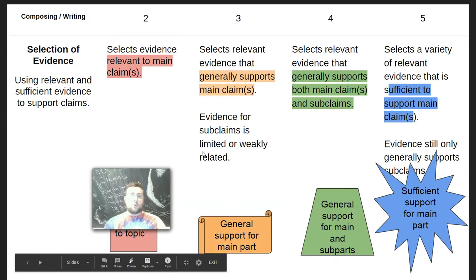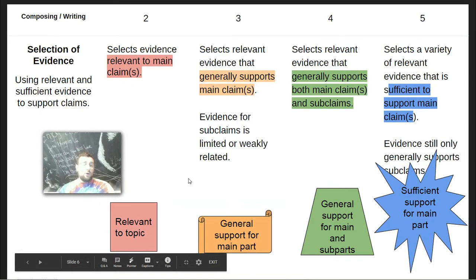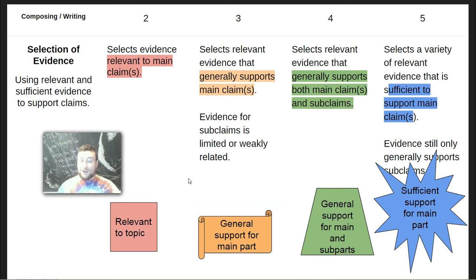So how am I going to score this? If your evidence is related to heart rate, it's on topic, you score a 2. Fairly easy to get that. You score a 3 if you generally do a pretty good job at supporting at least your main claim, which shouldn't be too hard. You should be able to see very clearly in your evidence what's happening to the heart rate when you exercise. Make sure you mention your data if you're doing that.